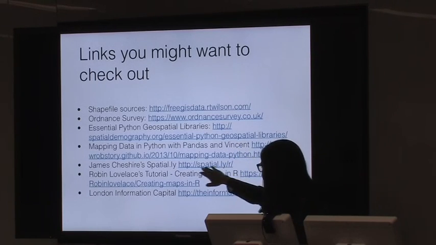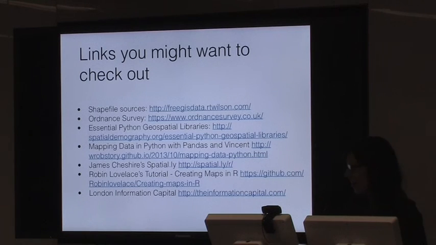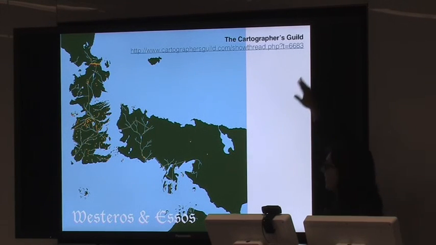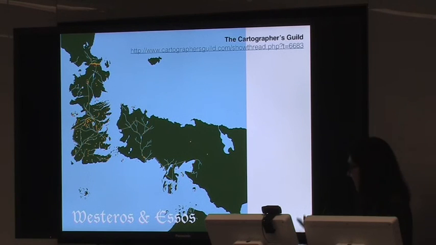For people that also like R, there are other links here. And then finally, a very nice book that has lots of different maps. And the bonus is you can also get lots of nice, cool shapefiles for Westeros or for any other fantasy realm that you can think of and do exactly the same thing.